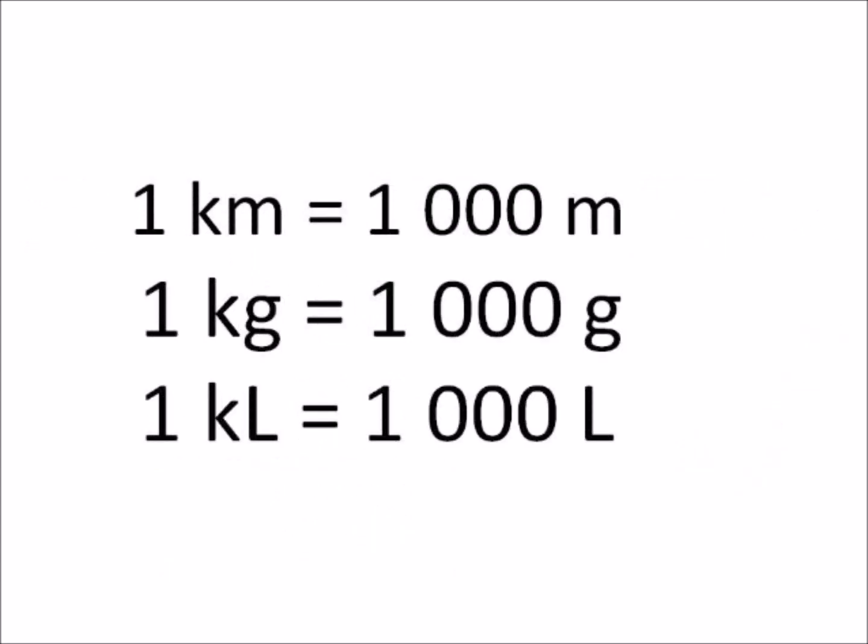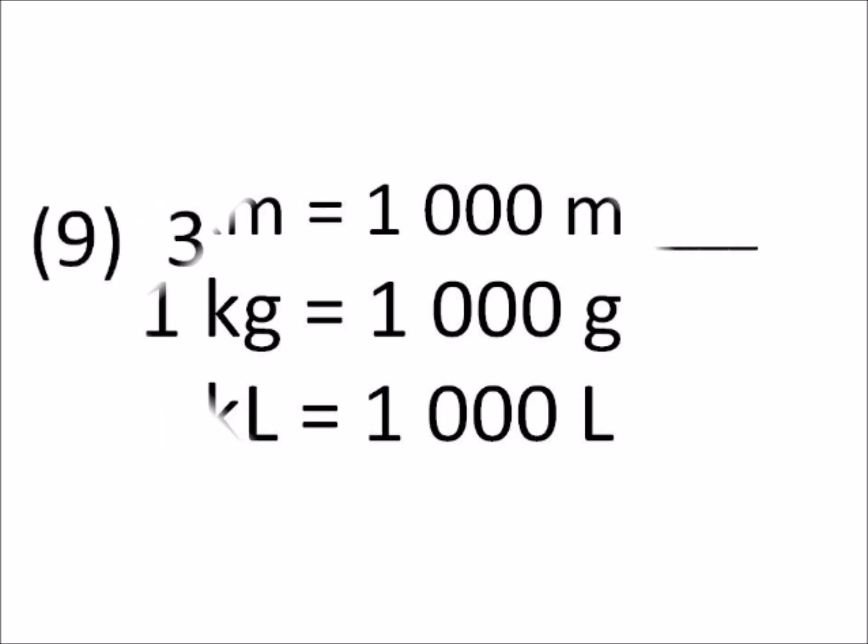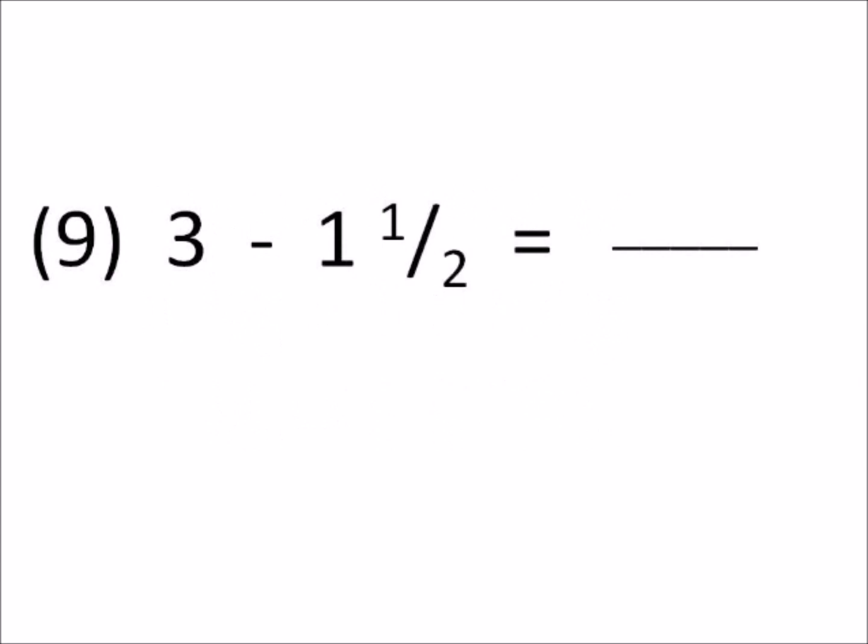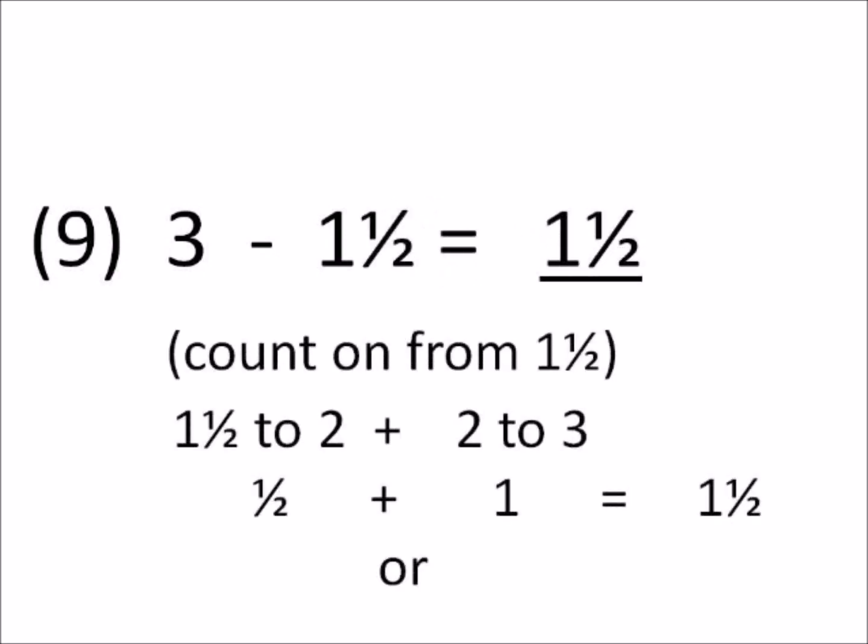Now, you need to know that 1 kilometer is 1,000 meters. 1 kilogram is how many grams? 1,000. 1 kiloliter is how many liters? 1,000 liters. You need to know these for dealing with the metric system. Number 9. 3 take away 1.5. And you can do this. It's fairly simple, but students tend to get it wrong because they say 3 take away 1 is 2, and they put 2.5 as the answer, which is completely wrong, because they did not do something in the process.